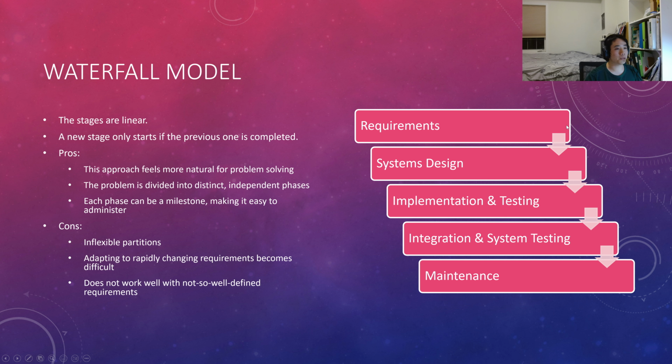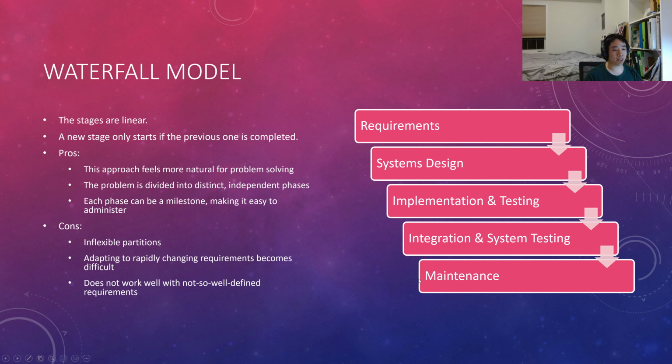That is the waterfall model. The way the waterfall model works is that each stage is linear, and you only go to the next step after the previous one is complete. So you start with requirements, just do everything you can to perfect the requirements. Then you jump into the systems design without looking back. And then you repeat for systems design, implementation, integration, and then maintenance.